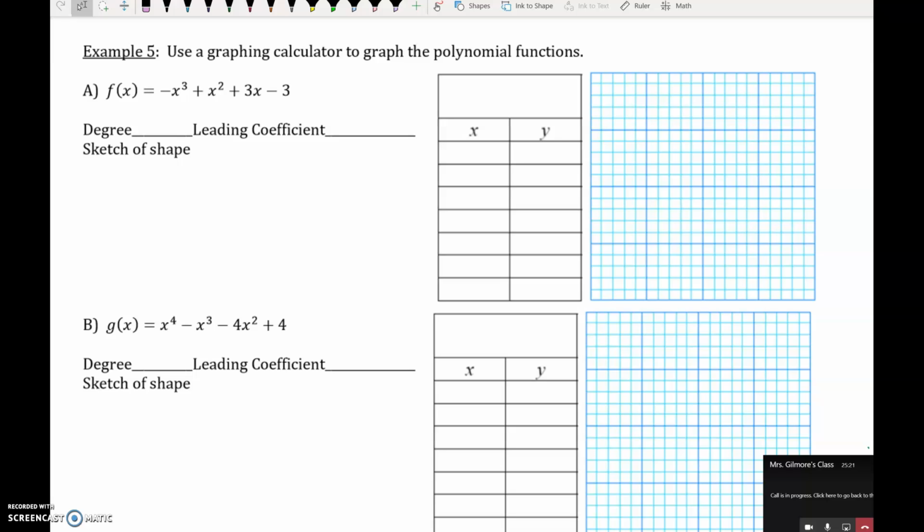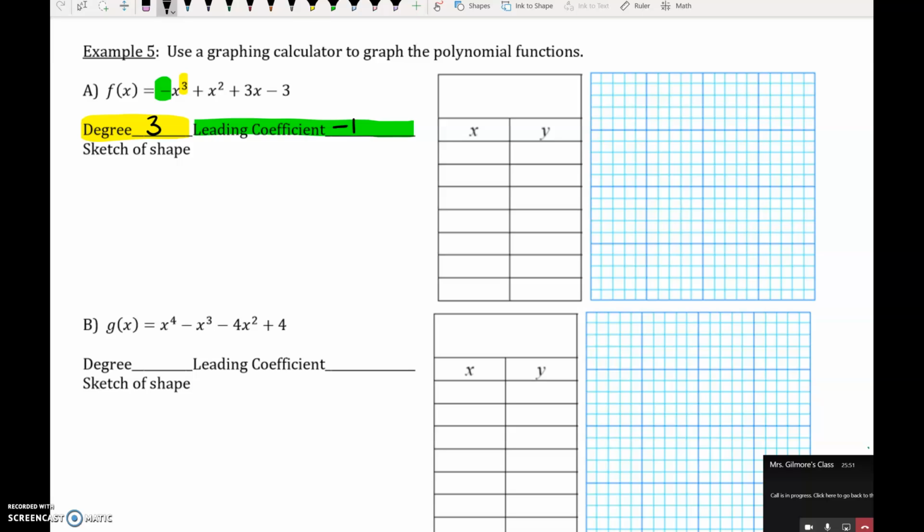You're still going to start by identifying the degree, identifying the leading coefficient, and looking at what the ends of this graph are going to look like. So in A, the degree, remember from yesterday, the degree is the largest exponent. So this is a third degree polynomial. The leading coefficient is the number in front of the term that has the largest exponent. So in this case, the leading coefficient is -1.